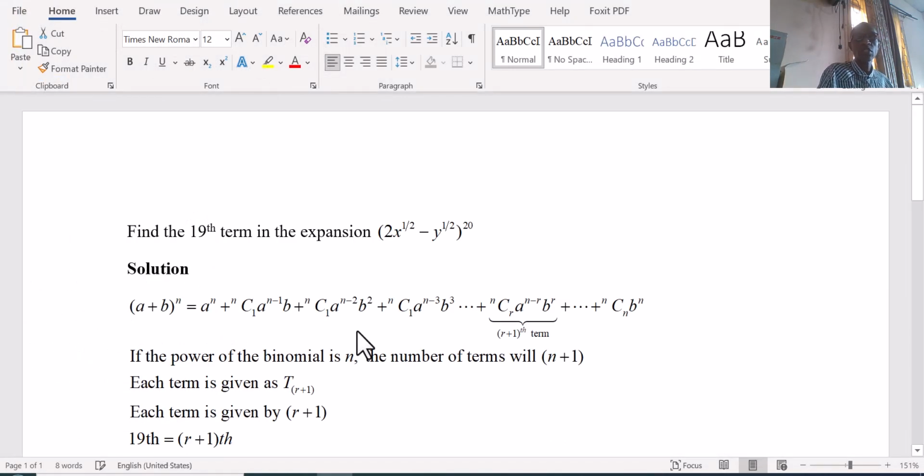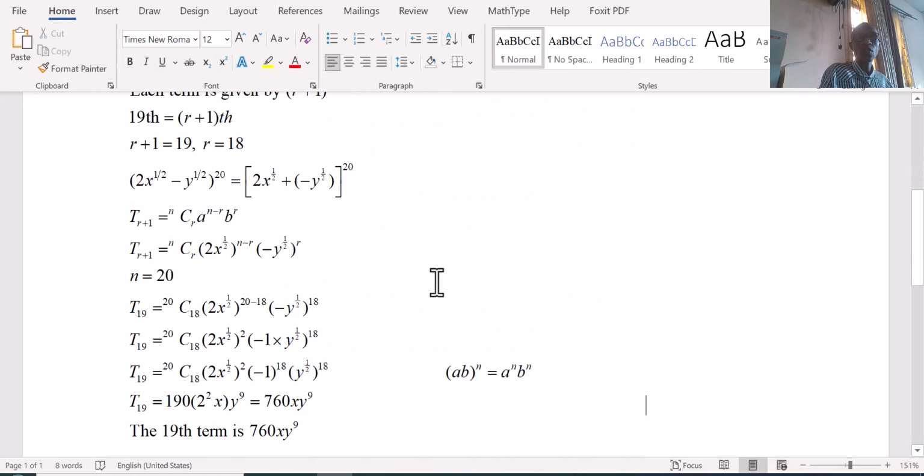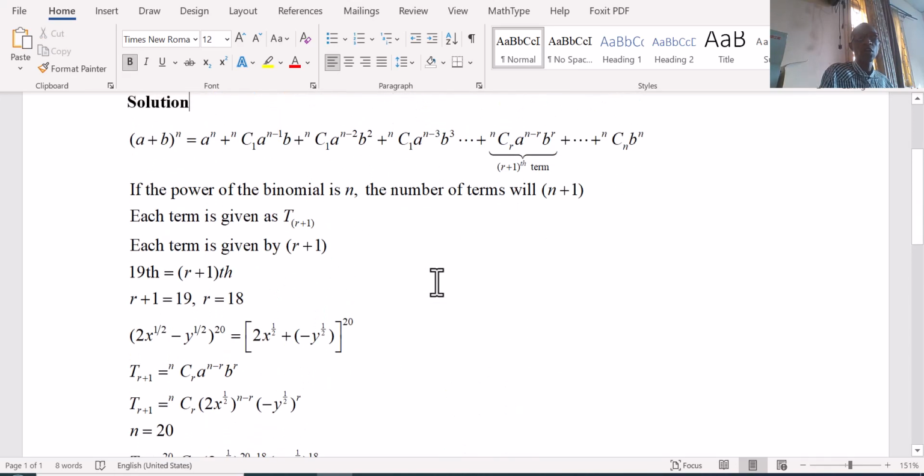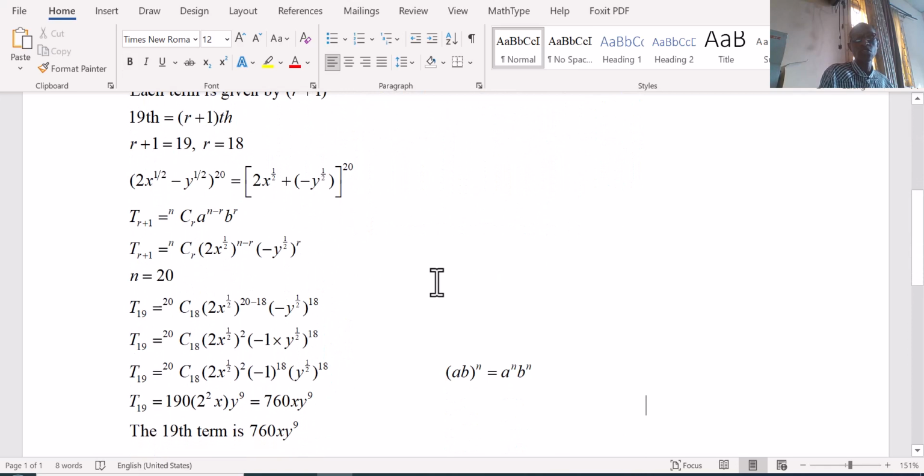So this is the solution of how to solve this binomial expansion. I hope you find it interesting. Please go over the problem again. Try and pick your pen and write. I believe you'll get something out of it.